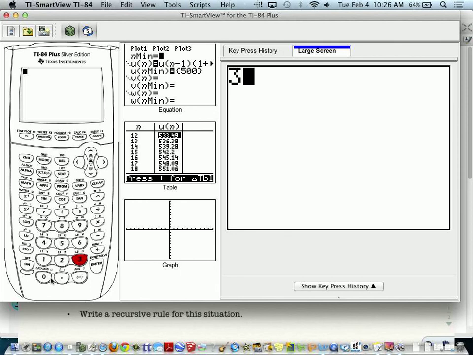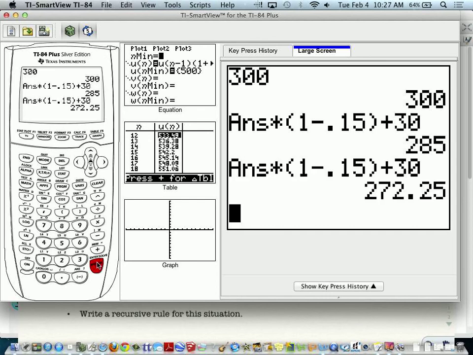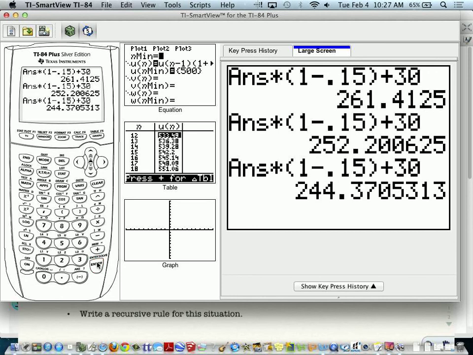So we're going to start at 300 and we're going to multiply that. I'm going to leave it in the parentheses form where we said 1 minus 0.15, and we're going to add 30 grams. So the first couple times I do this, you can just hit enter. You'll see that the numbers are decreasing, but you'll notice that the first time we lost 15 grams from 285 to 272 is about 13, 272 to 261 is about 11. So the gaps between our numbers are getting increasingly smaller.